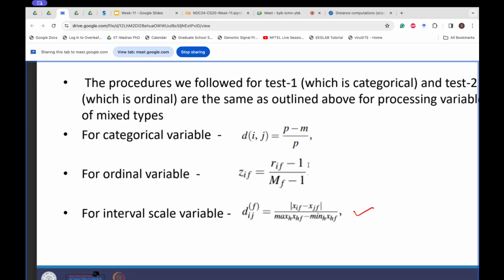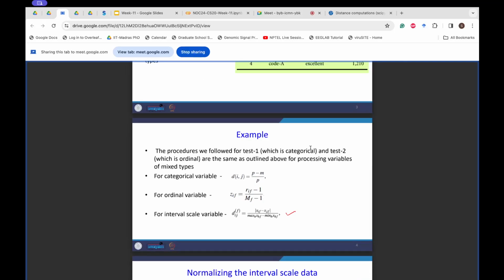I was giving an example of grades. Let's say you have 4 grades A, B, C, D. Let's say A has the highest rank, 4, then 3, 2, 1, so the minimum rank is 1. In this case also you do min-max normalization and find the distance between points. Once you have the distance between 2 points, you can compute the pairwise distance matrix and do further analysis. For a categorical variable, P represents the total number of variables and M represents the matches. When you subtract the matches from the total, you get the number of mismatches, and the mismatches upon the total give you the dissimilarity metric between the categorical variables.